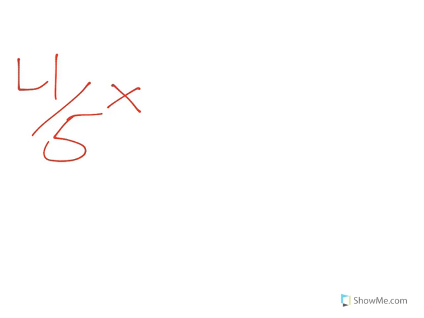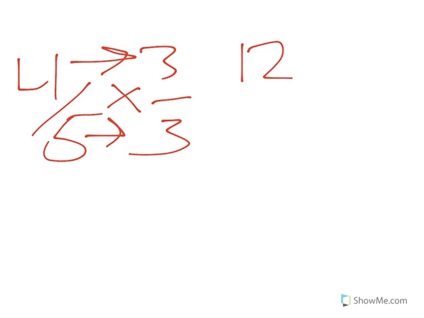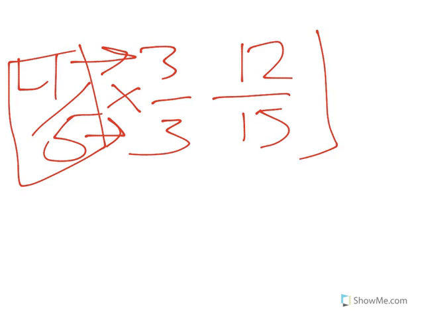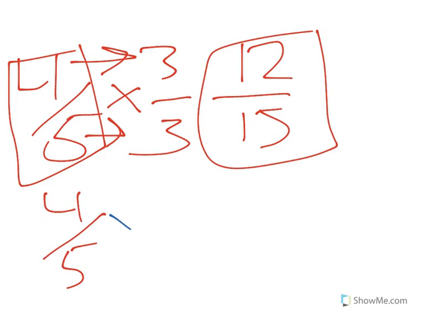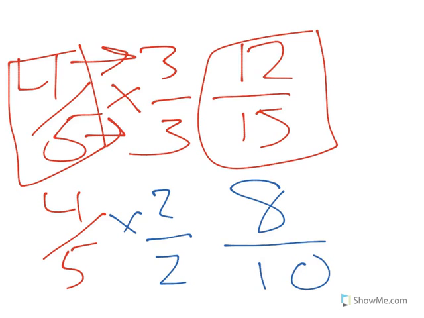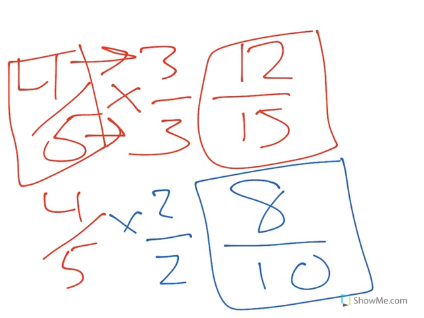As long as I times it by the same, so if I wanted to do 3, 4 times 3, and then we're just going to multiply straight across. 4 times 3 is 12, 5 times 3 is 15. So 4/5 and 12/15 are the same. Now to find another one, I'm going to do 2. Why not keep it simple? 4 times 2 is, good, 8, 5 times 2 is 10. So all 3 of these are equivalent fractions. All you're doing is making sure you times the top and the bottom by the same.